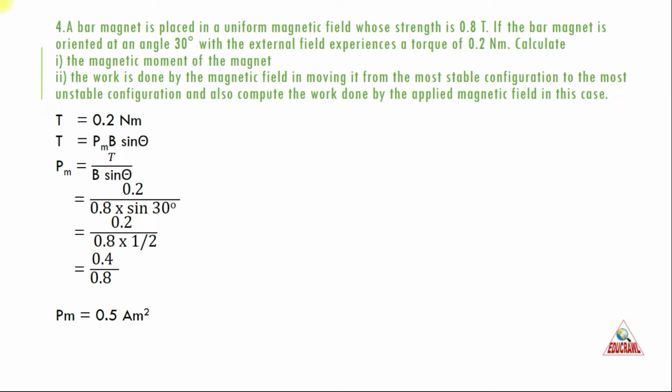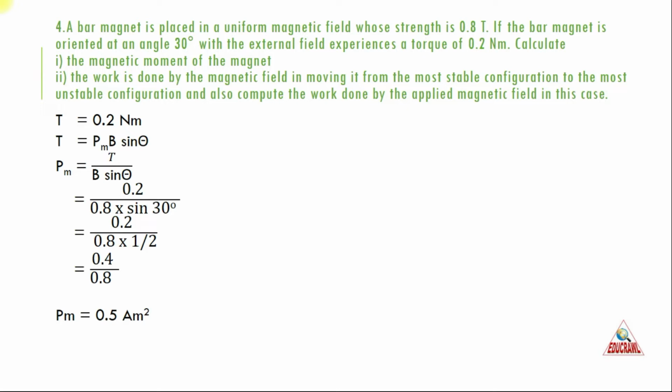So first let us find the magnetic moment. The torque is given as 0.2 Newton meter. We know the formula for torque as PB sin theta. From this equation we are supposed to find the magnetic moment. So keep the magnetic moment on one side and take the remaining terms to the other side. We get the expression as Pm is equal to T by B sin theta.